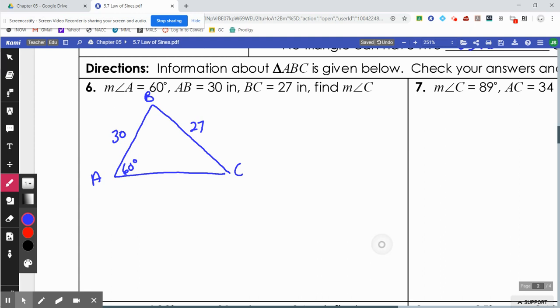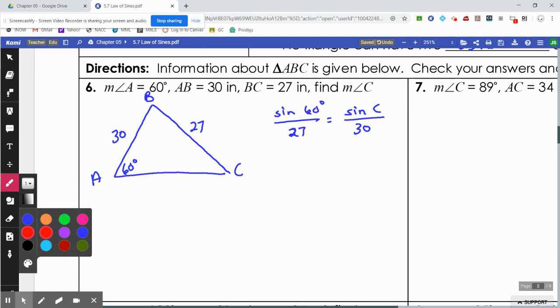So let's use our law of sines. We have the sine of 60 over 27, started out just like we did last time, is equal to the sine of C over 30. Now, here's the issue. Now we're looking for an angle. So here's how we do it. I like to start out like this. Get rid of division by 30 by coming over here and multiplying by 30.